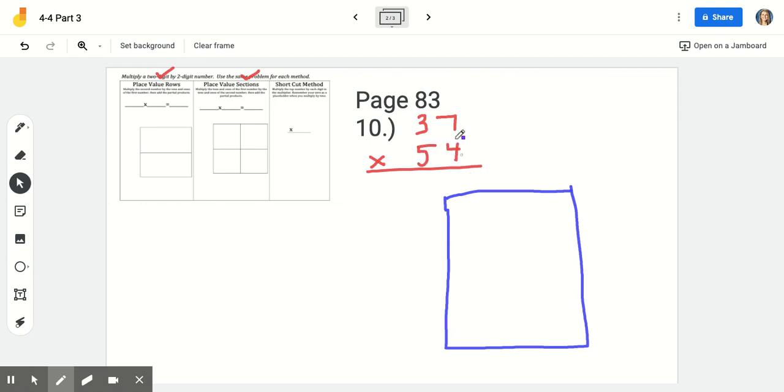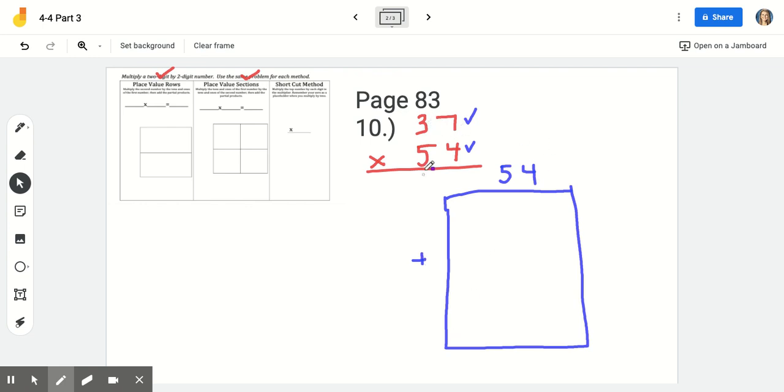I'm just going to randomly choose. Let's keep 54 the same at the top. So together with me at the top, go ahead and write 54. So that's taken care of. And then the other factor is 37. We are going to break 37 into place values. 37 broken apart is what plus what?